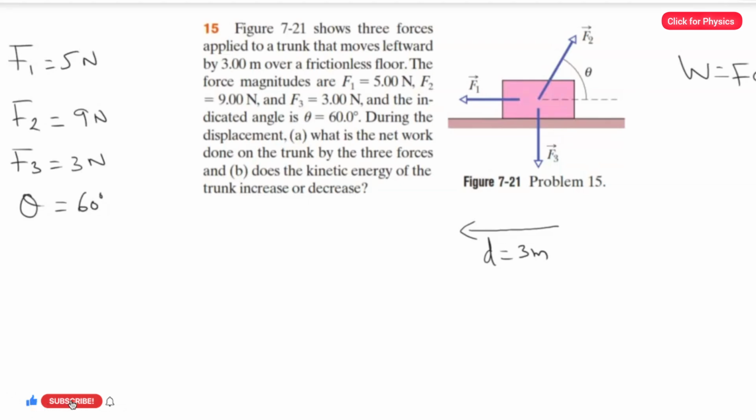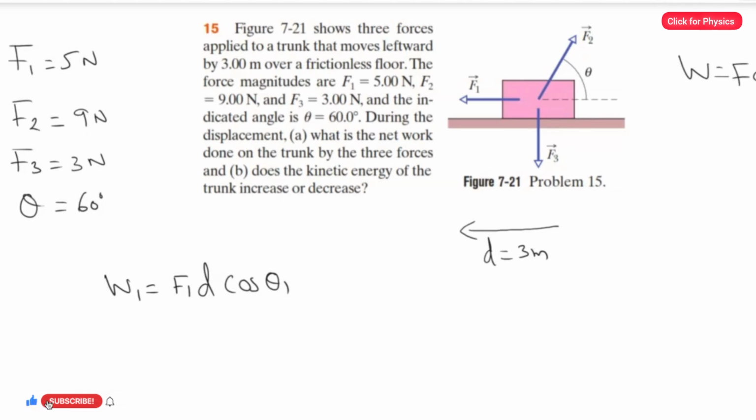So what we have to do, we have to apply this rule for each force. So let's start with the first force. So what is our first force? So here for first force, W1 which is equal to F1 multiplied by D cosine of theta 1. So what is cosine of theta 1? Because here I have to mention the angle number because we have three forces. So for first force I have to substitute the value of theta as theta 1, for the second force which is theta 2, for the third force which is theta 3.